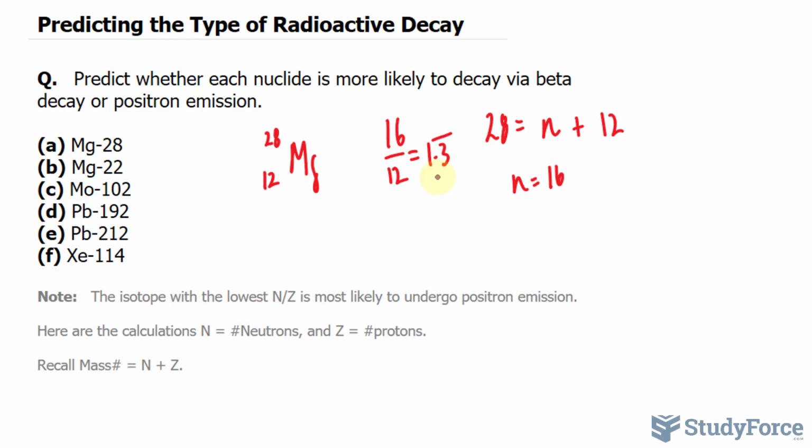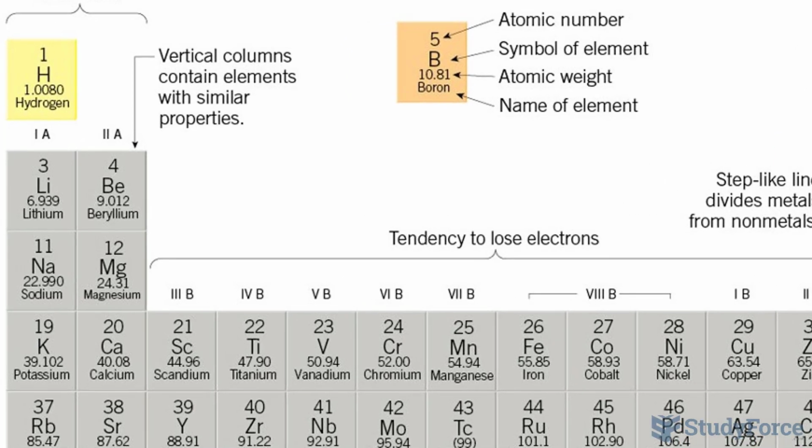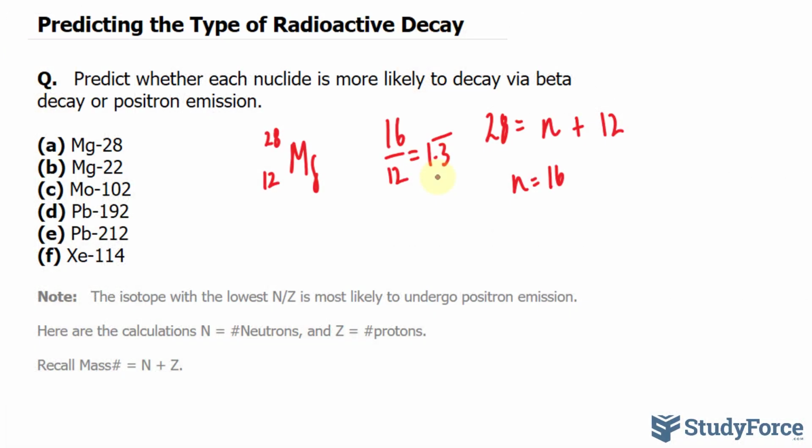One thing to keep in mind is that a stable nucleus, in other words, should have an N to Z ratio of about 1. Here it's 1.33 repeating. Now normally, magnesium has an atomic mass of around 24.31 AMU, atomic mass units. Here we have an atomic mass of 28. 28 is too heavy to be stable given the ratio that we found of 1.33. As a result, magnesium 28 is most likely to undergo beta decay, resulting in the conversion of one neutron to a proton.